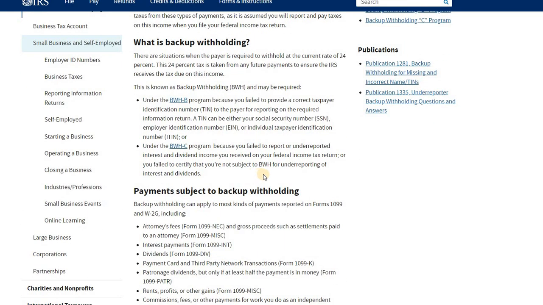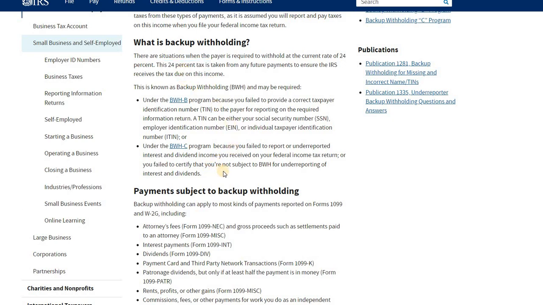So backup withholding happens really in two different circumstances. The rate that they withhold is a 24% tax on the gross amount of that investment income. And it happens for one of two reasons. So the first one is you fail to provide a correct tax ID number to the payor, right? So if you're filling out the account documents and you provide an invalid Social Security number or an invalid ITIN or an invalid EIN, the payor of the interest, if they can't validate your ID, has to withhold under the backup withholding regime, which is 24%.